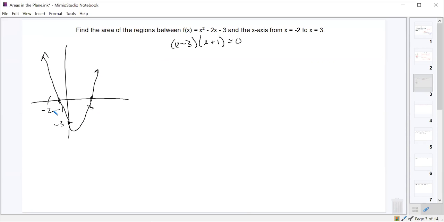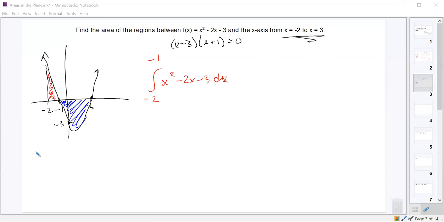Hopefully that's good. So we want, though, the regions between -2 and 3. So if I'm going from -2 to 3, there is a portion of that that is above the x-axis, and there's a portion of it that is below the x-axis. So we've got to split it up into 2 different integrals. The first one from -2 to -1 of x squared minus 2x minus 3 dx. And then the second one, which is from -1 to 3 of the same function.